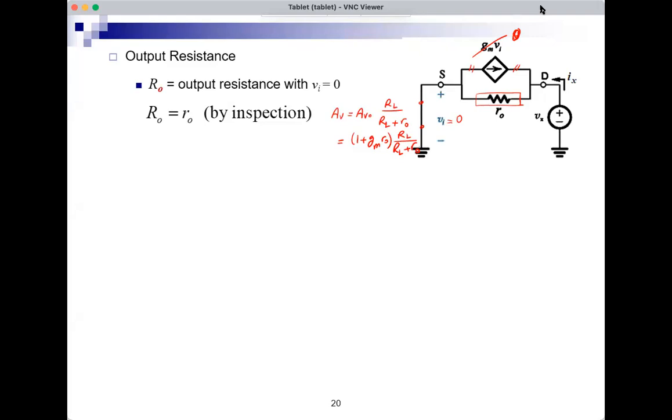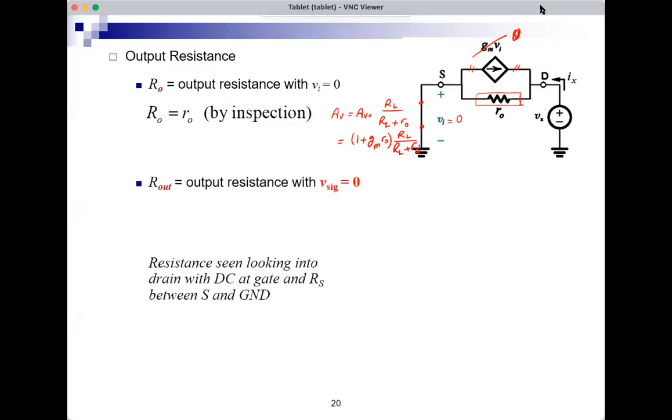Let's introduce a new quantity now, Rout. So what is this Rout? This is the output resistance when Vsig is 0. So this is not really the amplifier output resistance. This is just a quantity that looks like output resistance because we find it by looking at the output after disconnecting the load. So it's not the output resistance of the amplifier, but in many cases, we need to find such a quantity. For example, when we're doing OCTC.